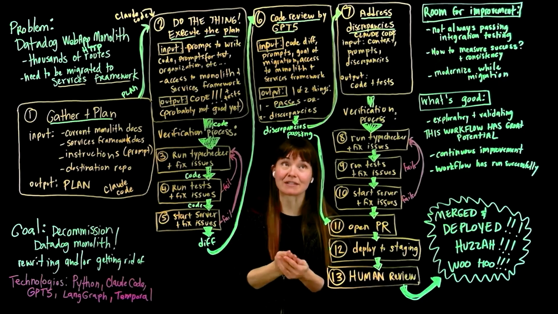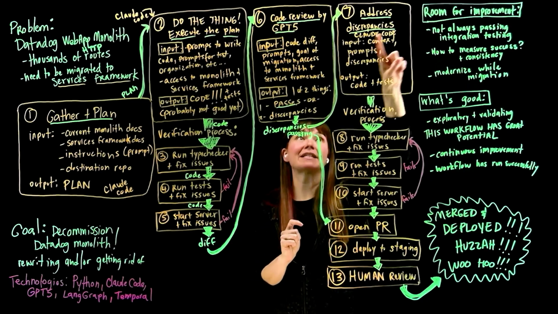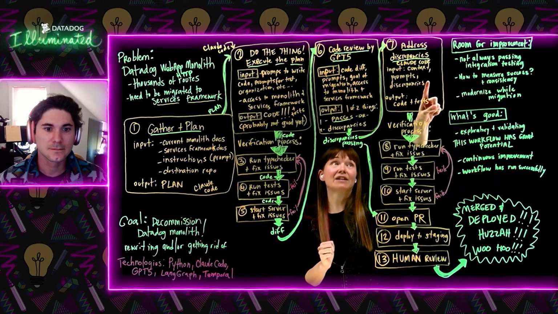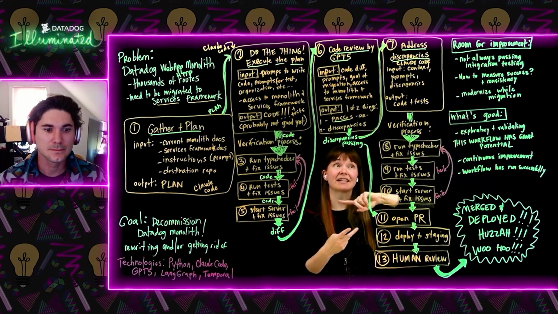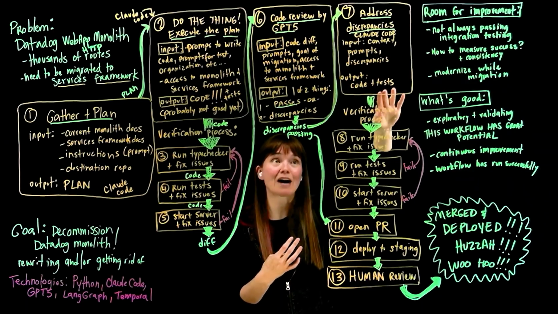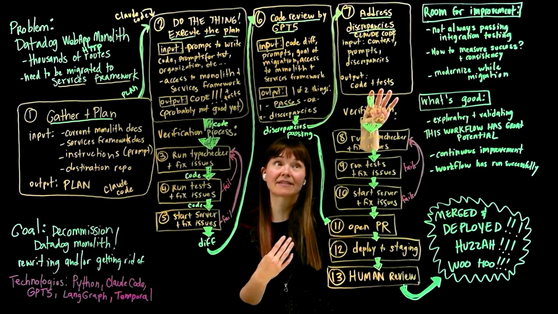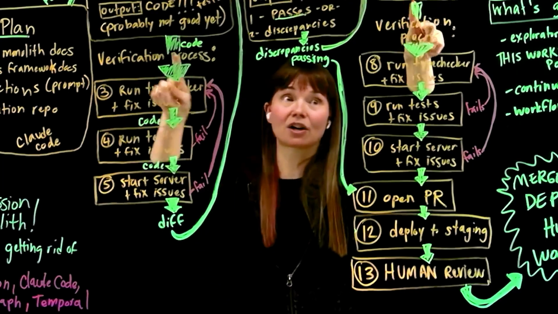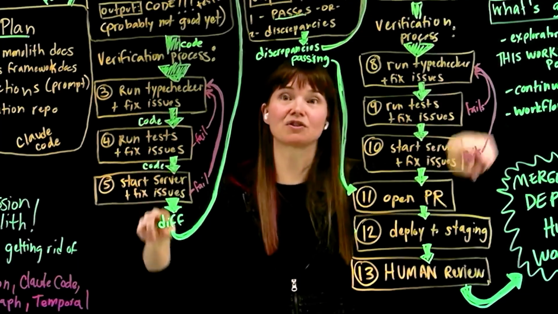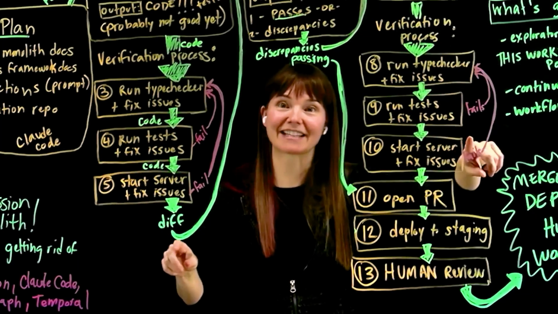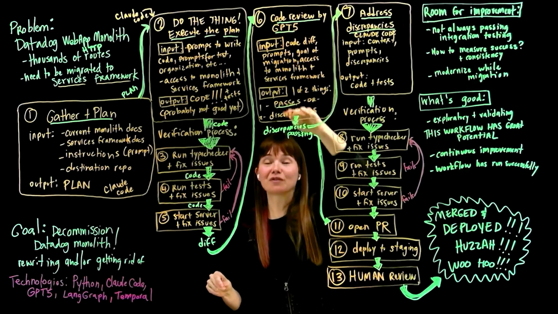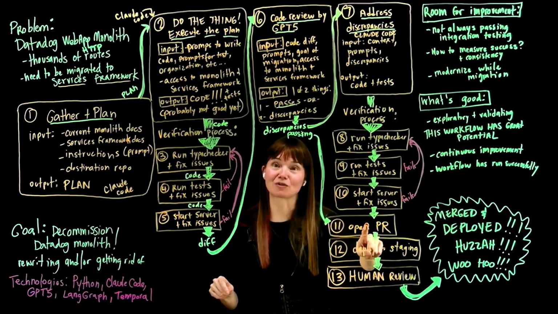If it has discrepancies, then it's going to go to step 7, the next step, which is to address those discrepancies. And we're back to Claude Code now. It's going to get those discrepancies, and then it's going to get context and prompts, similar to what we've been talking about before. And then it'll output code that fixes the discrepancies and tests for that code. And then we're going to go through the same verification process as last time: type checker, run tests, fix issues, go back up to type checking as needed until all of that passes, and then it opens a PR. If the code review step passes, it's going to skip all that and go straight to opening the PR.